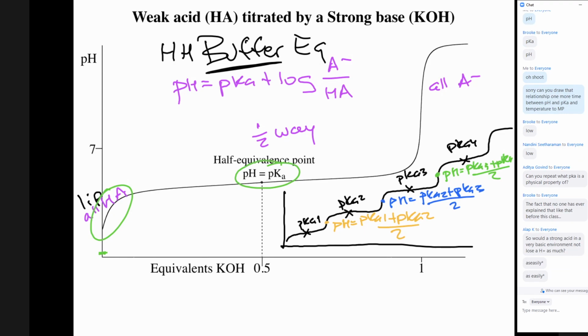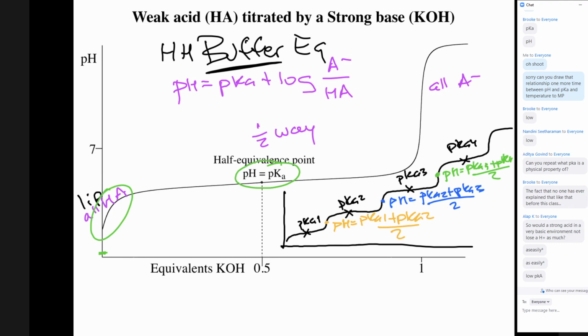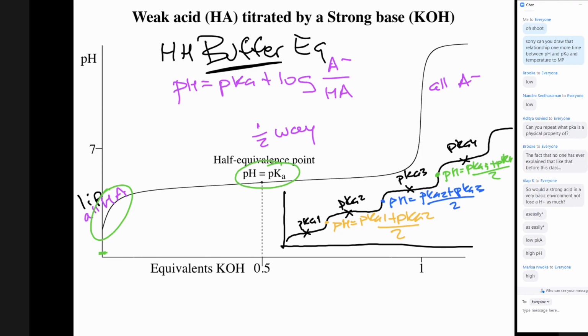Okay, so let's consider that. A strong acid in a very basic environment would not lose H plus. Other way around. So tell me, if it's a strong acid, what's its pK, high or low? Very low pK. And if it's a basic environment, is that a high or low pH? High pH. So if you have a really high pH and a really low pKa, they're drastically different. It's going to lose everything. So as long as pH is higher than pK, that means it's a basic environment. It will steal the protons from the compound. It'll lose its H. So an acid in a basic environment will be completely deprotonated.